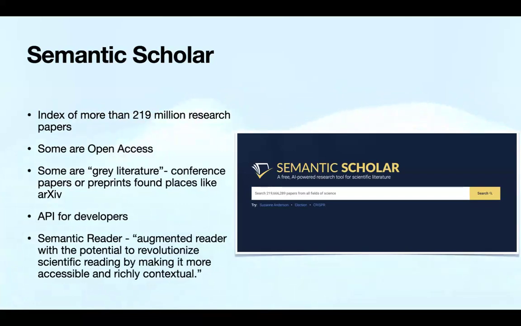This is important because many of the AI tools that are being marketed for researchers at this time use Semantic Scholar as part of their backbone for their programming. They also offer something called Semantic Reader, which is an augmented reader with the potential to revolutionize scientific reading by making it more accessible and richly contextual.